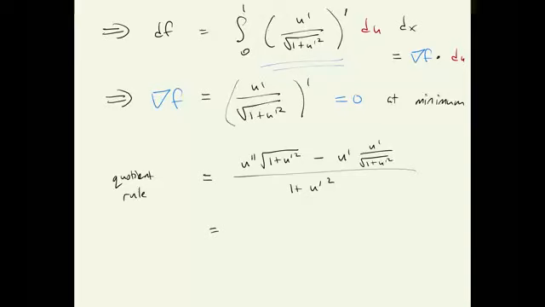Now let's simplify this a little bit. This is 1 plus u primed squared. I'm just going to put a 3/2 on the bottom, so I'm going to pull this term and put it on the bottom. I'm just going to multiply and divide by that square root. And what you get is u double primed times 1 plus u prime squared minus u prime squared. I'm just simplifying this a little bit.